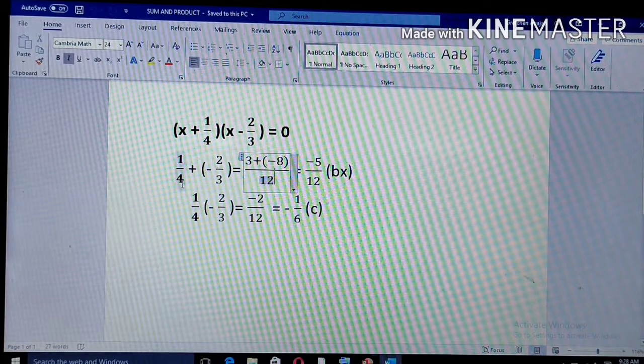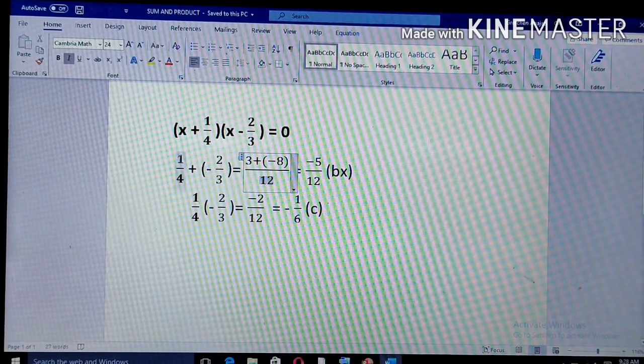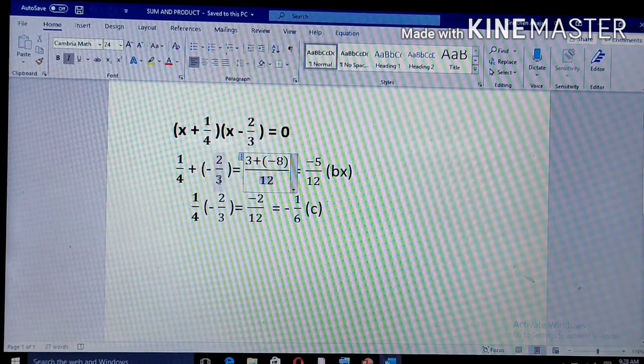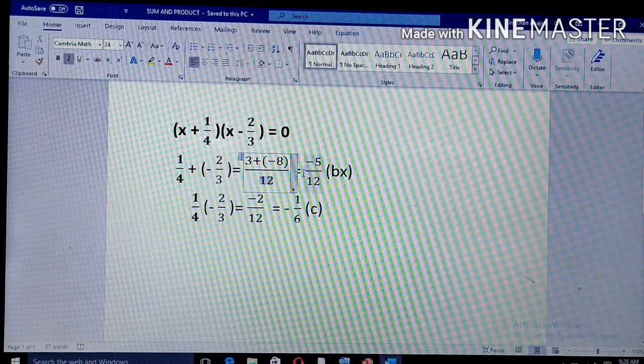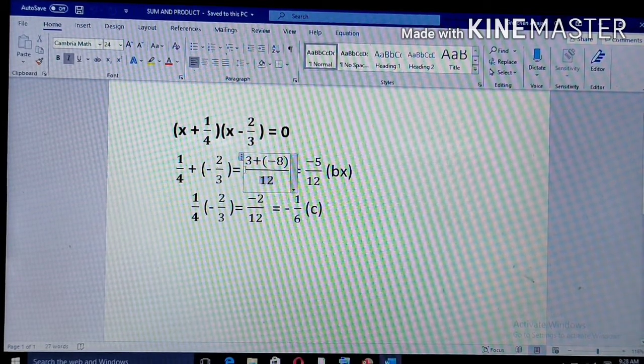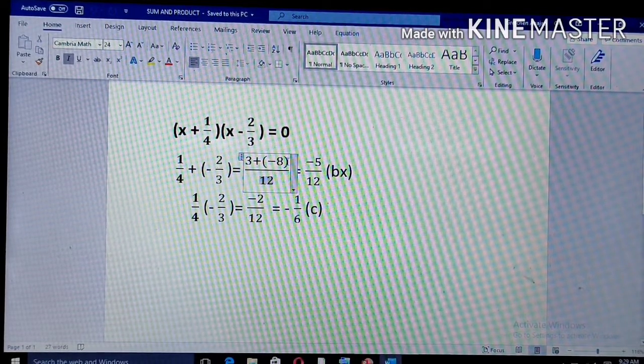12 divided by 4 is 3, times 1 is positive 3. Then, 12 divided by 3 is 4, times negative 2 is negative 8. So, 3, copy the operation plus, then negative 8, is equal to 3 plus negative 8. They don't have the same sign, so subtract, then copy the sign of the greater value. 8 minus 3 is 5. The 8 is greater than 3, and the sign of 8 is negative, so negative 5 over 12. That is our bx, the middle term.